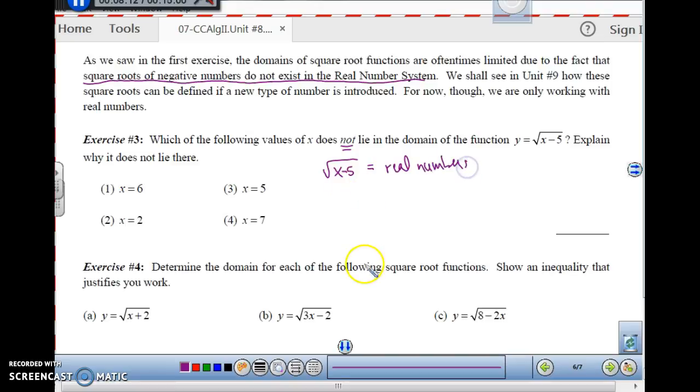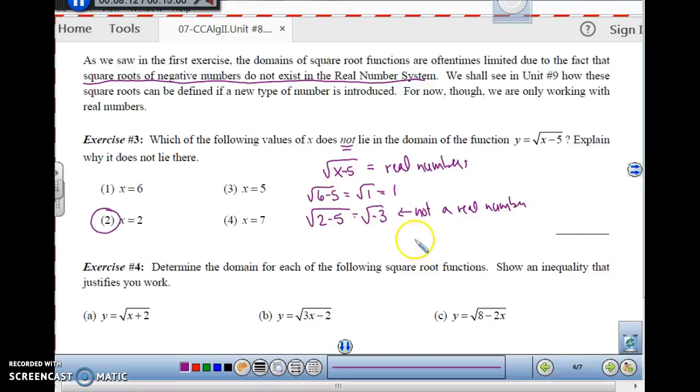Okay, so we want this to equal a real number. So you cannot take the square root of a negative. So let's see what happens. Let's take x equals 6. The square root of 6 minus 5 is the square root of 1, which is 1. That's a real number. Okay, for number 2, the square root of 2 minus 5 is equal to the square root of -3. That is not a real number. So the answer to this should be number 2. You can't take the square root of a negative because that's not a real number. We'll be talking about imaginary numbers pretty soon, but for right now, that's not a real number.